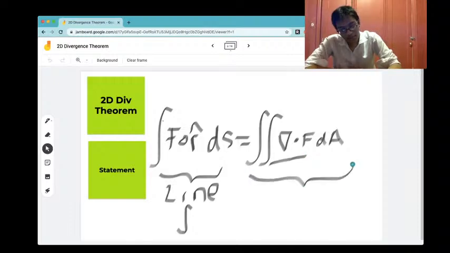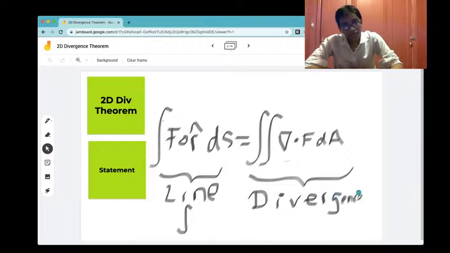But of course, when you look at the results, when you look at the statement itself, it doesn't really give you the holistic picture, right? So that doesn't really give you the holistic idea of what the divergence theorem is all about. So now what I want to do is really give you that broader picture of how we can take a look at the divergence theorem, okay?